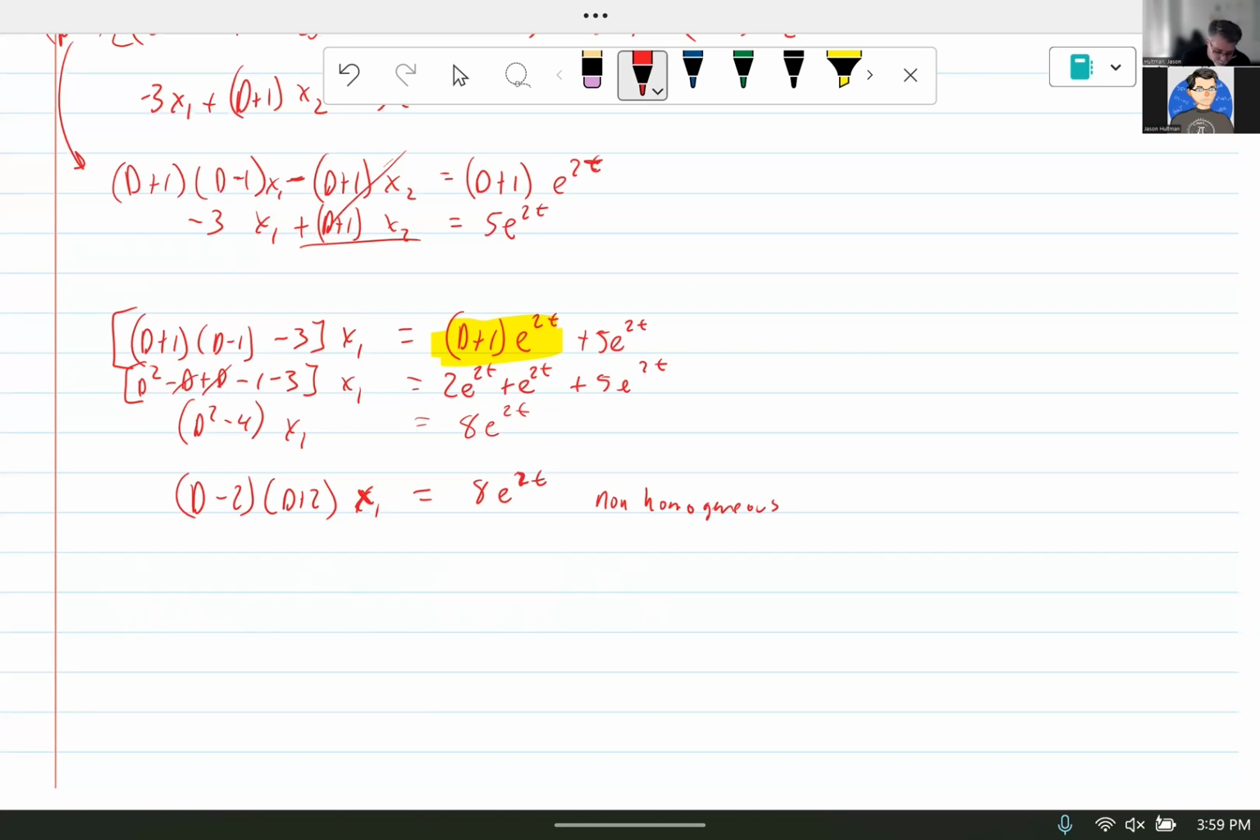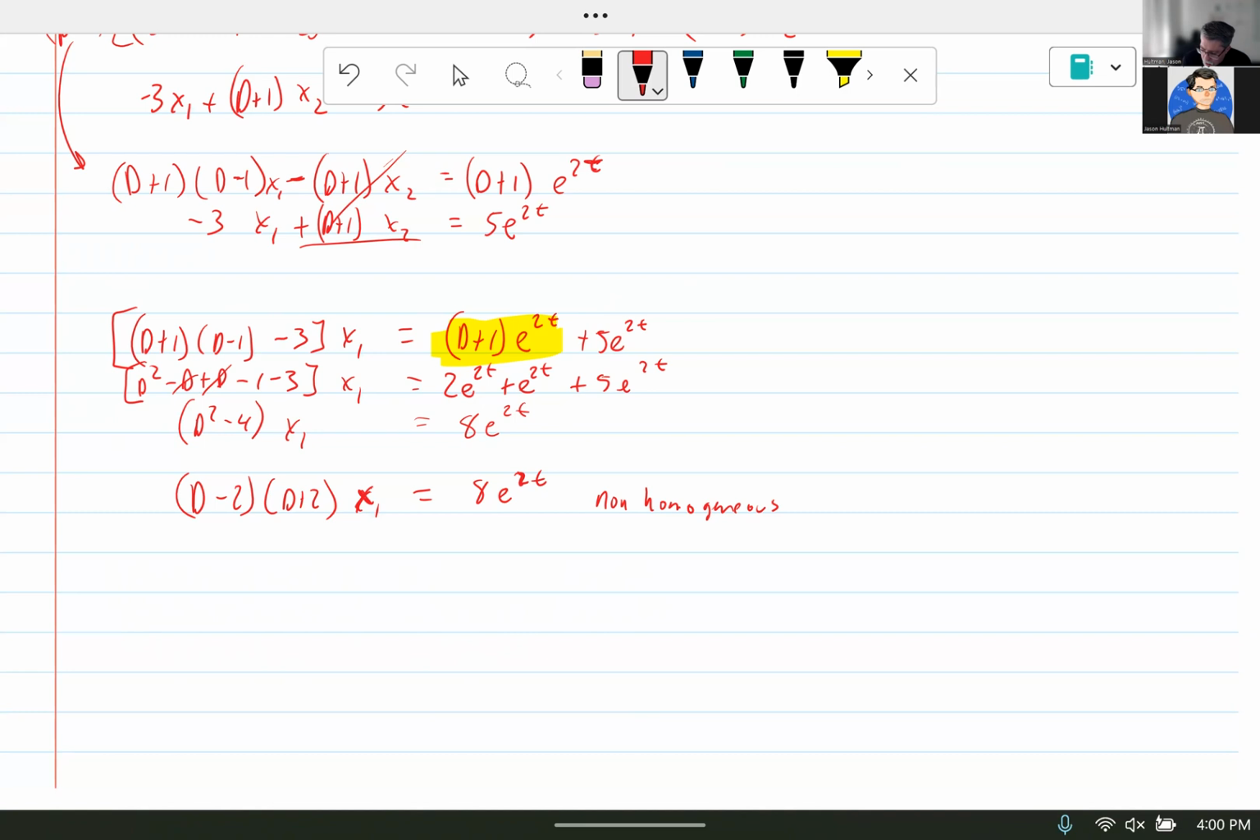When we had non-homogeneous, what did we do? Well, we actually solved the homogeneous, and then we used an annihilator to help us figure out what the particular portion is. We need the complementary portion and the particular portion. So let's figure this out. Very similar to what we've done in chapter 8.